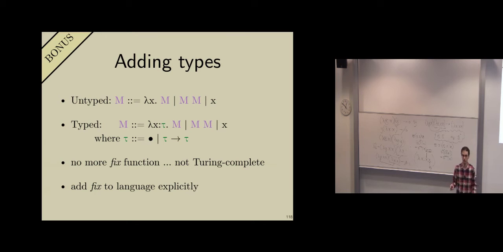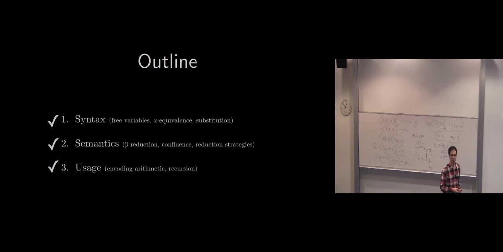Of course, this complicates the language. It's no longer quite as minimal. And in fact, once you've done that, you might as well add a few more things, pairs, lists, and so on. And before long, you have a functional programming language. So we've sort of come full circle.